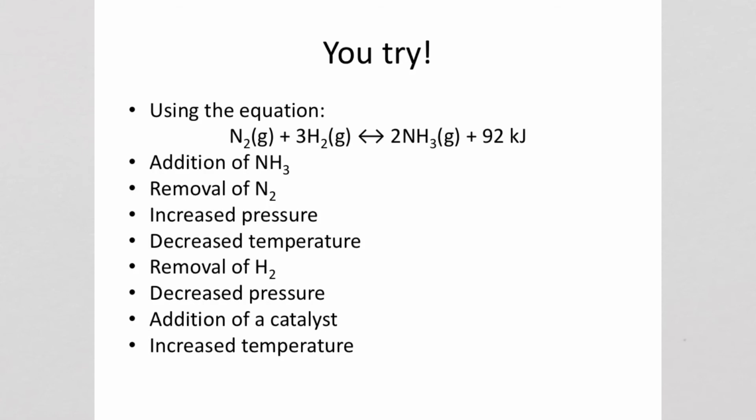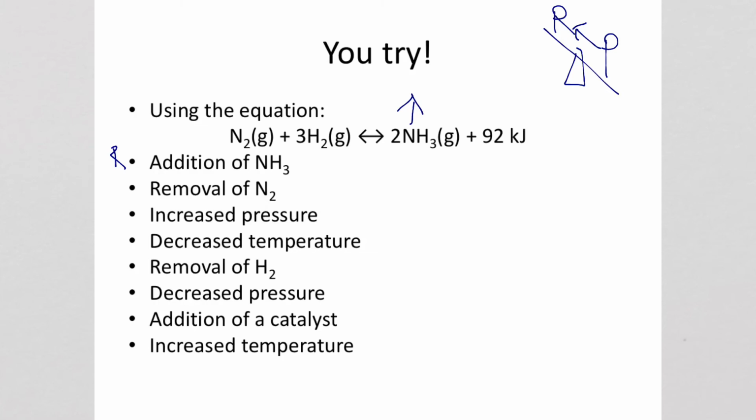So, addition of NH3. If I added more NH3, that's going to make my products heavy. So thinking of products are going to be heavy, reactants are going to be light. That means there's going to be a shift from the products to the reactants to make them level again. So that would be a shift towards the reactants.